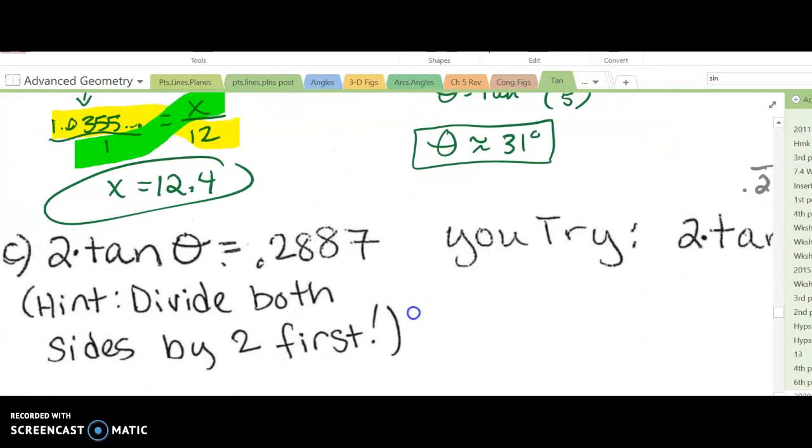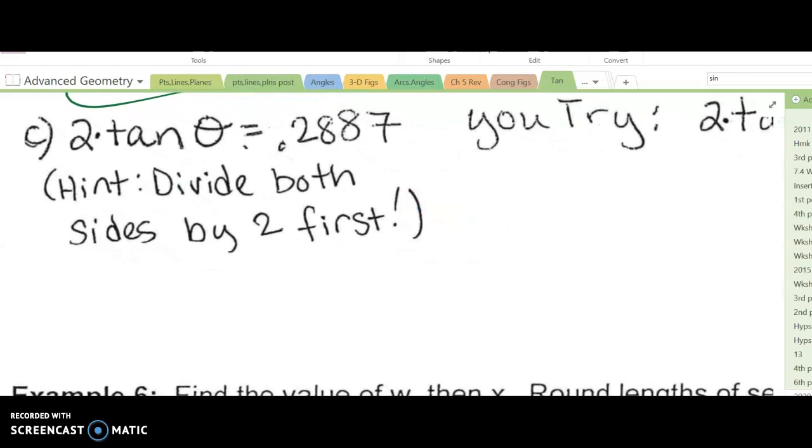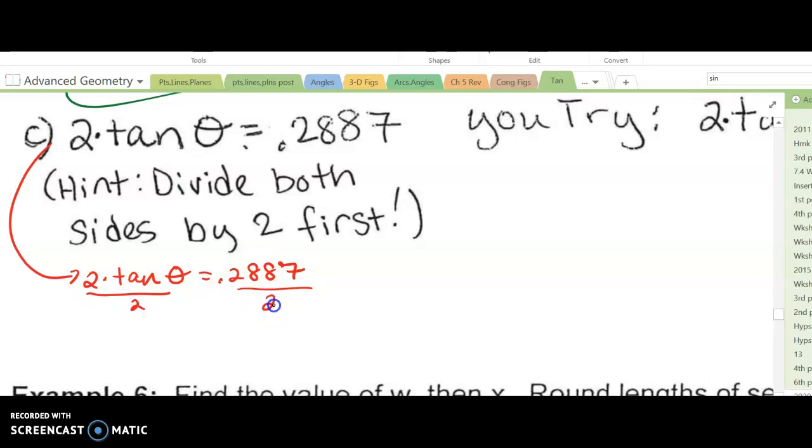Okay, so let's look at part C. 2 tangent theta equals 0.2887. So I'm just going to recopy the problem down here. And my hint was, since this is times, to get x by itself, divide both sides of the equation by 2 first. I know it feels weird to have a word in the middle of your problem, but it's totally admissible. Don't worry, there'll be a lot more words in your math before you're done with high school math. So I'm getting 0.14435 when I divided that by 2.